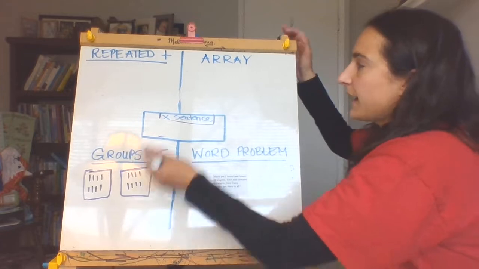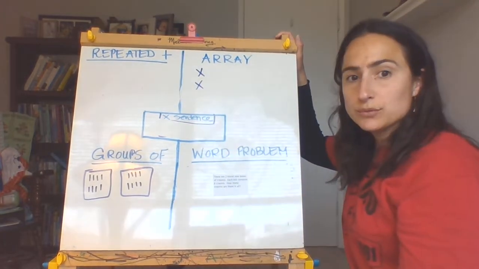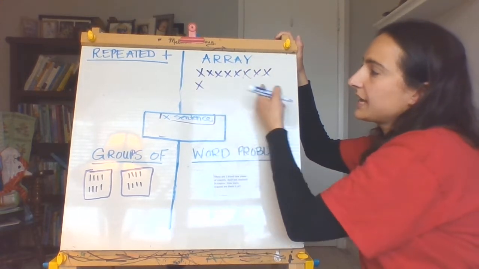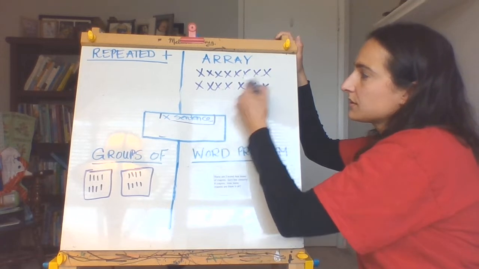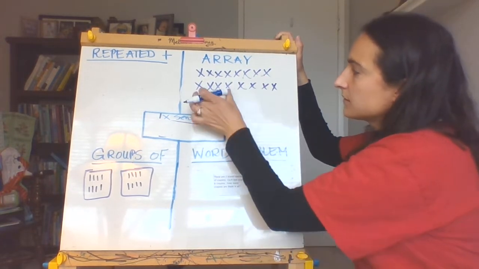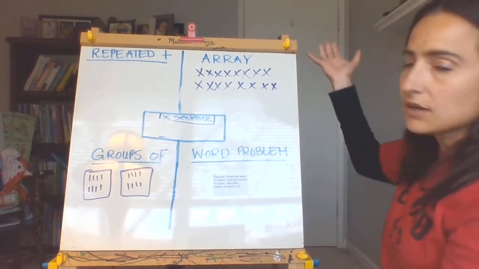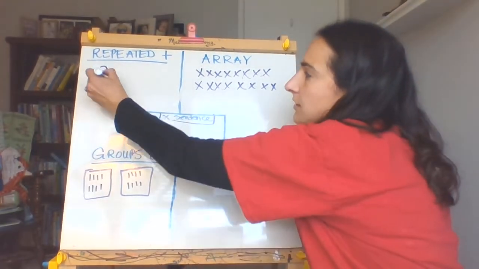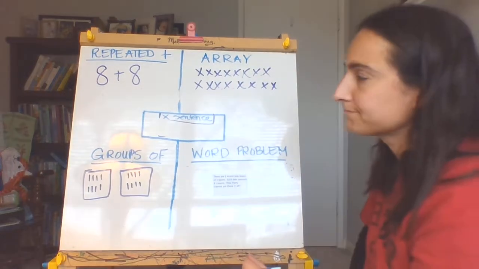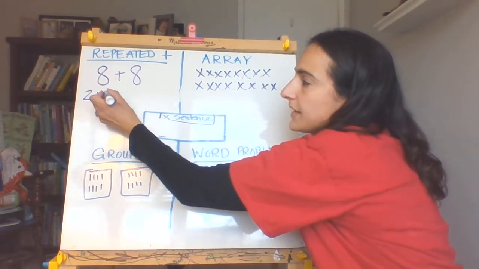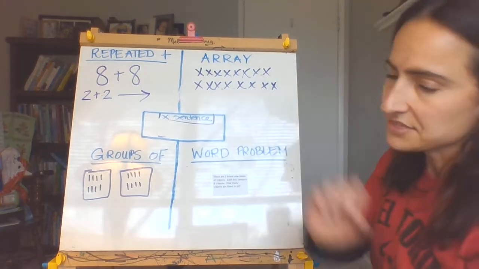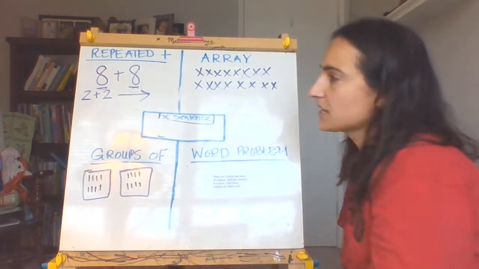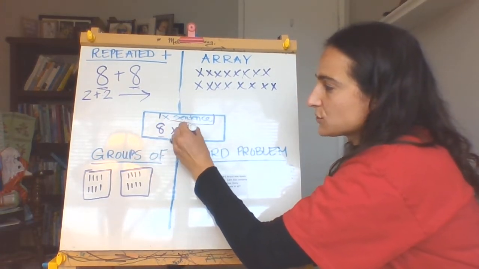Okay? The array, I'll do X's again. 2, and then 8 across. 1, 2, 3, 4, 5, 6, 7, 8. Again, 8 across this way. Good. Okay. Again, yours can go up and down if you'd like as well. All right. The repeated addition. 8 and 8. Or you can do 2 8 times, right? I think the 8 plus 8 is easier because you have 1 box of crayons and the second box of crayons. Here, 8 times 2.